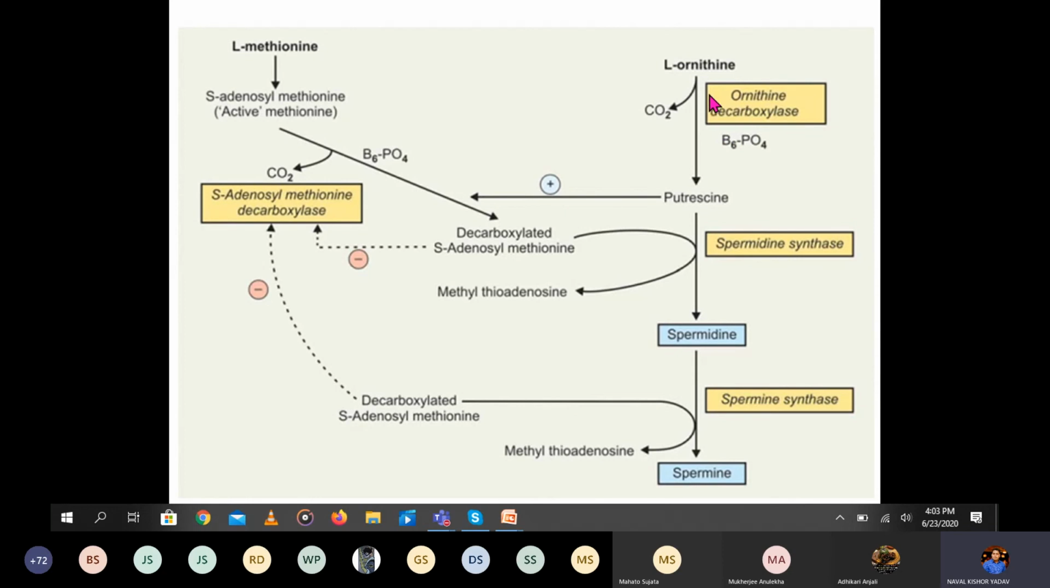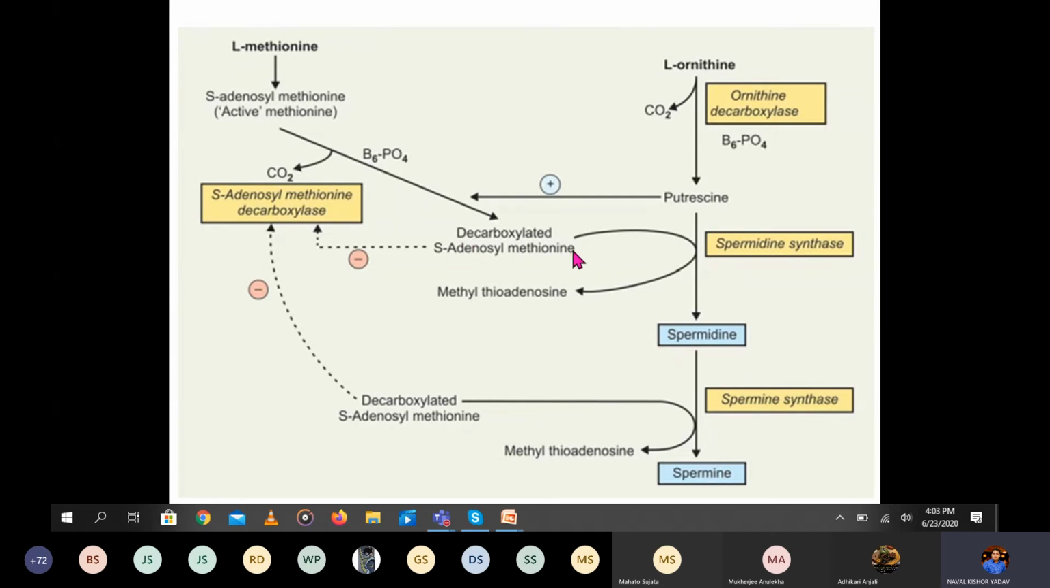The presence of spermidine was used to identify sperm in the case of a victim. In that way, you can identify sperm by the presence of spermidine in the victim. But nowadays this is not used.